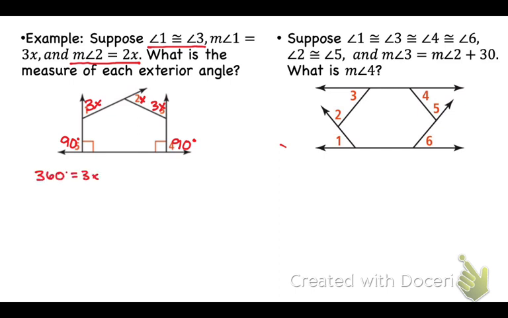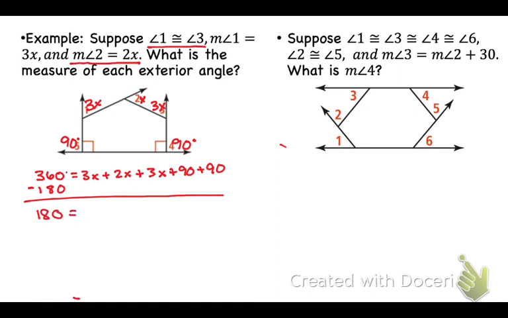So 3x plus 2x plus 3x plus 90 plus 90. So 90 and 90 is 180, so I subtract 180, right? Is that too quick that I did that? So 180 equals how many x's? 8. And then what? Divide by 8.